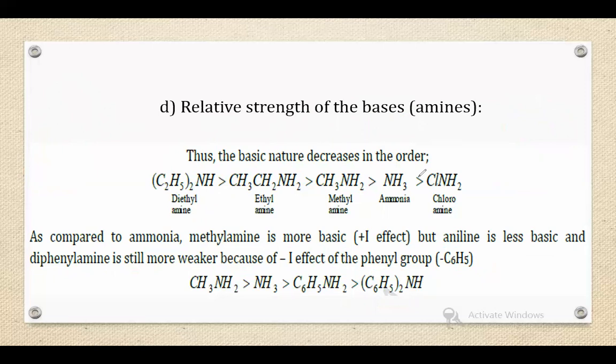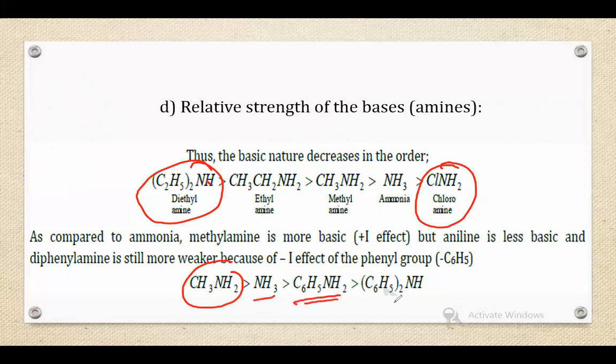Notice here: (CH3)2NH, (C2H5)2NH diethylamine, ClNH2 chloroamine, CH3NH2 methylamine, C6H5NH2 aniline, NH3 ammonia, and diphenylamine (C6H5)2NH. Compared to ammonia onwards, chlorine is a more electronegative, more electron withdrawing group. So from left to right, there is a more electron withdrawing group.